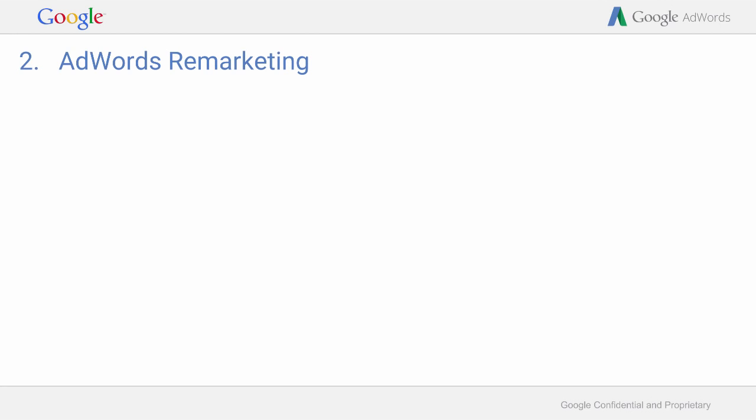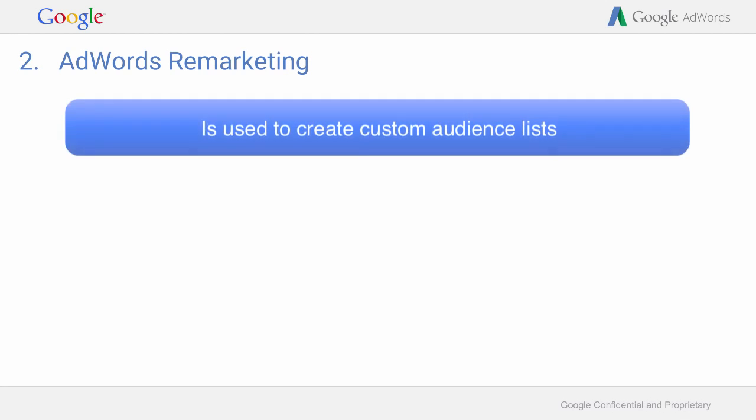The AdWords remarketing tag is used to create custom audience lists. This means that you can create audience lists for specific groups of people based on what they do on your website. These lists can then be used for targeting purposes. For example, you might want to create an audience list for people who visited your online store's cart page but didn't go on to purchase.